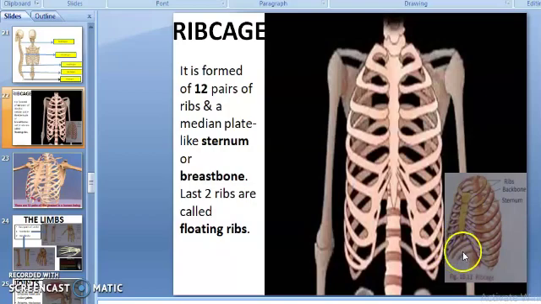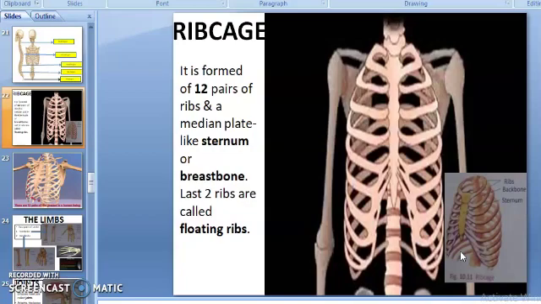The ends of the last two ribs are free. Because they are free, they are not connected with the sternum at the front. At the back, with the backbone, it is connected, but at the front in the sternum they are not connected, so they are also called floating ribs. These two ribs are also called floating ribs. The rib cage protects the lungs and heart. These are the delicate organs of the human body.